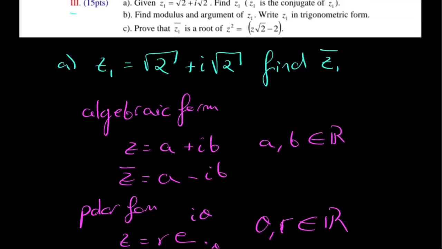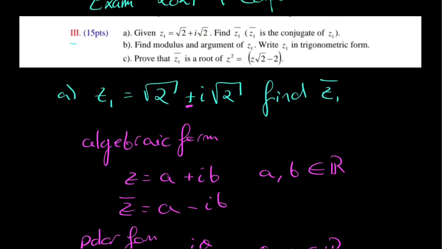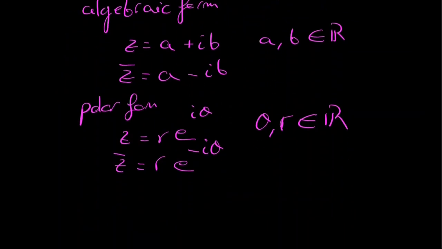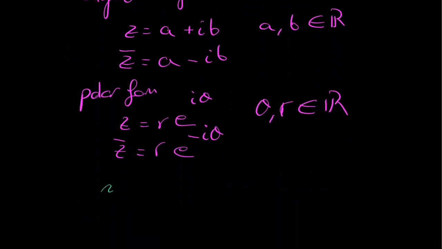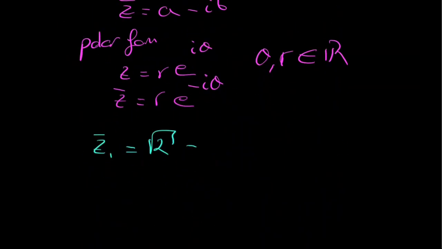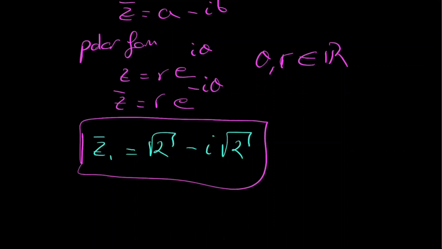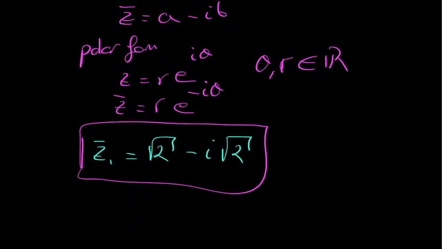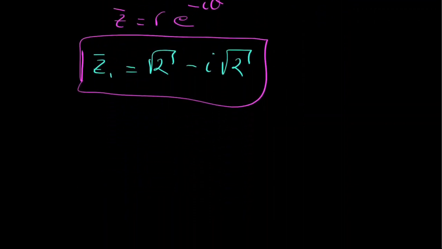So knowing that, we just have to replace this plus by a minus to find our solution. So z1 conjugate is equal to square root of 2 minus i square root of 2. Easy one, right? So let's place it on the complex plane to understand a little bit more.